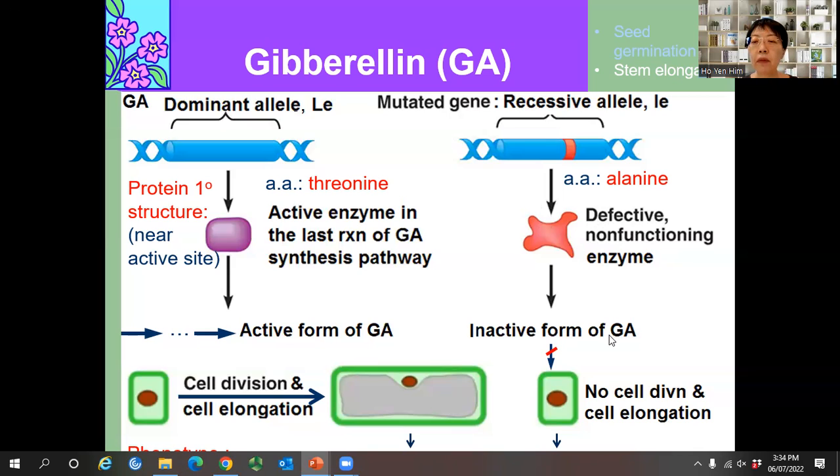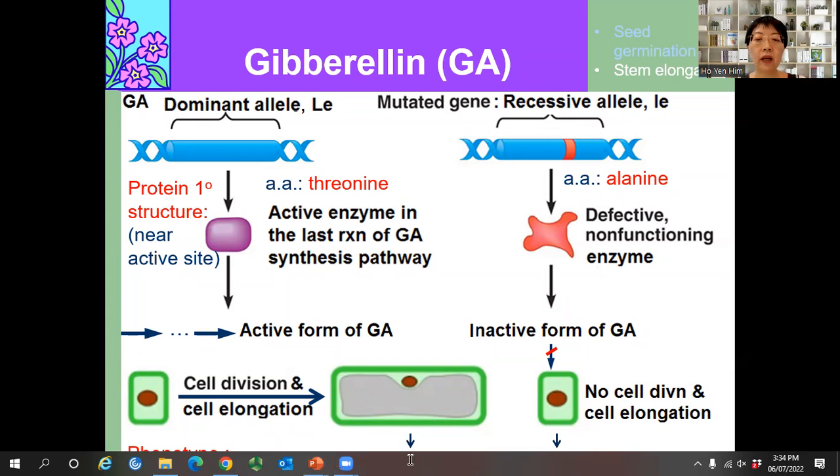Therefore, it cannot convert inactive GA to active GA. So the GA remains inactive, and it cannot activate cell division and cell elongation. So there will be no cell division and cell elongation, and the plant remains stunted.